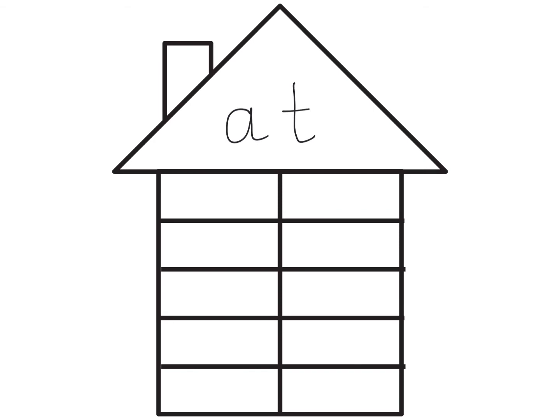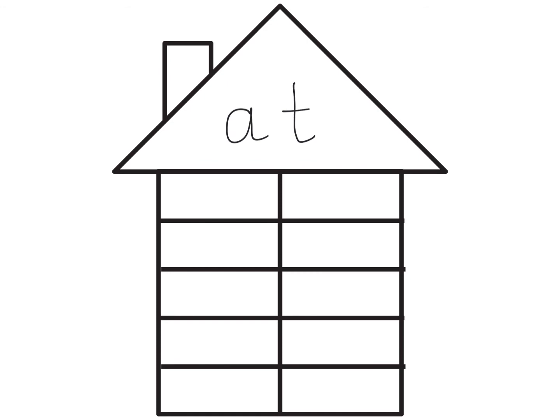Since this is a word family, all of our words will end with the letters A and T, and they will all rhyme because they have the same ending. The only sound we need to isolate is going to be the first sound. So our first word is bat. So let's isolate that first sound.